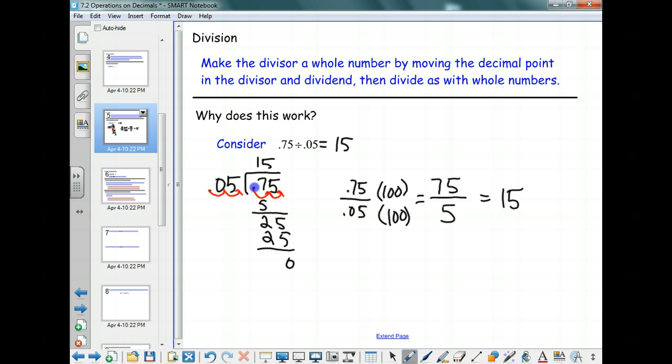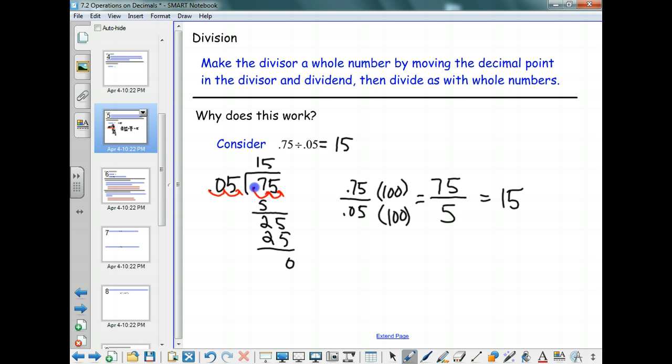So what we're really doing when we move decimal points is multiplying by, in this case, 100. But in reality, we're multiplying by some power of 10. Every time you move a decimal point, what you're doing is multiplying or dividing, potentially, by a power of 10. Okay, so that's what's happening.